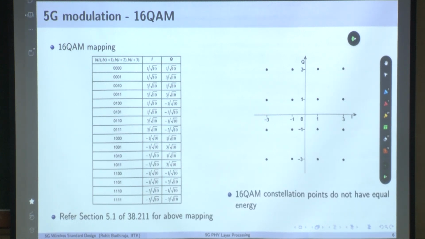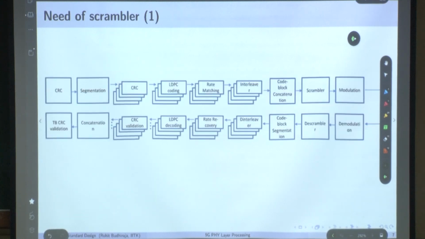So this is how it is. 16 QAM constellation points do not have equal energy. Fine. Now what happens? As I said, let's go back to the scrambler.